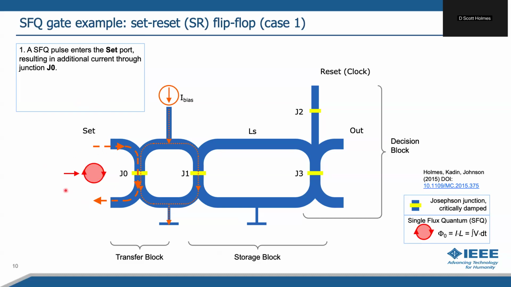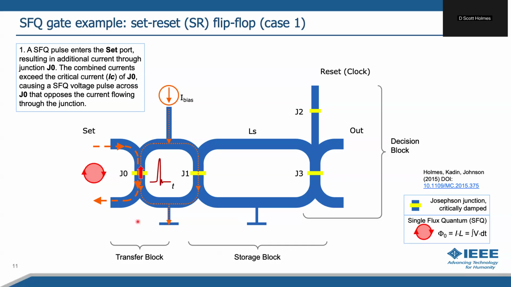that loop. Now, in this case, we've got the current coming in, and the original bias current was small enough that it did not cause the junction to switch. But now we've got two different currents that are adding up through this J0, and we design it so that it's large enough that the junction critical current is exceeded and it switches.